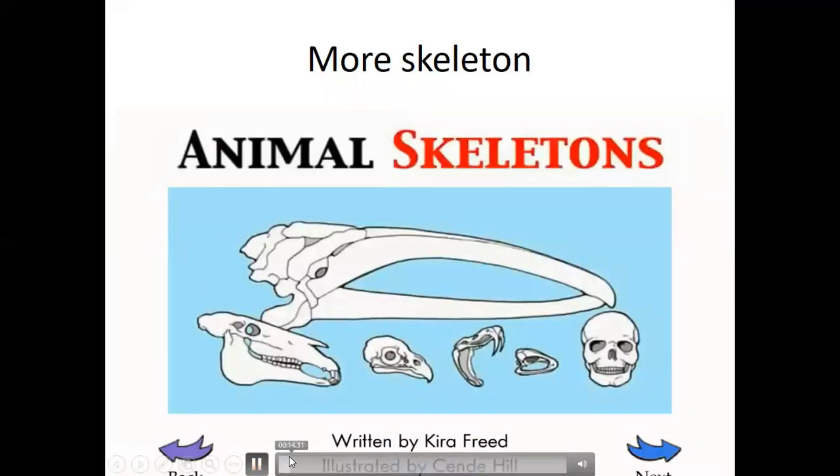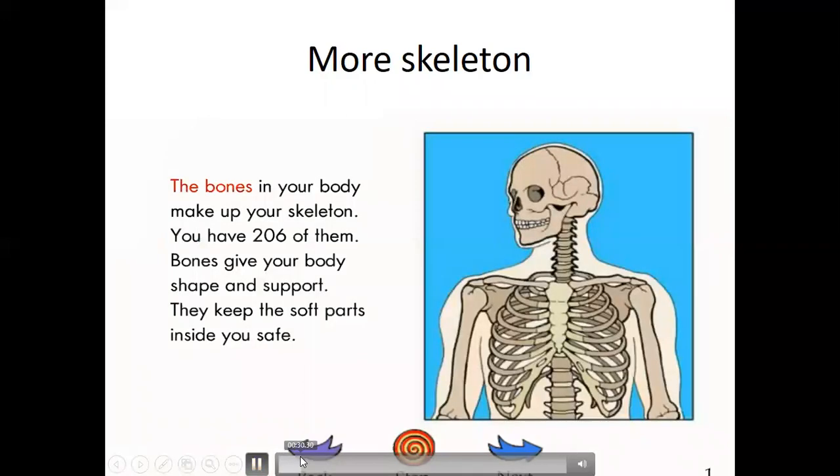Skeletons. Written by, Okay, I'm going to forward it so that we can discuss its the bones important in your body make up your skeleton. part. Okay, the bones in your body make up your skeleton. You have 206 of them. Bones give your body shape and support. They keep the soft parts inside you safe. All these we have discussed in our last lesson.